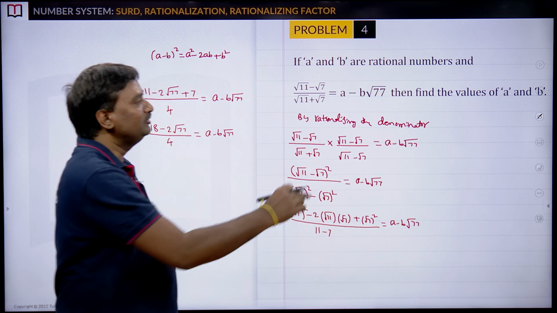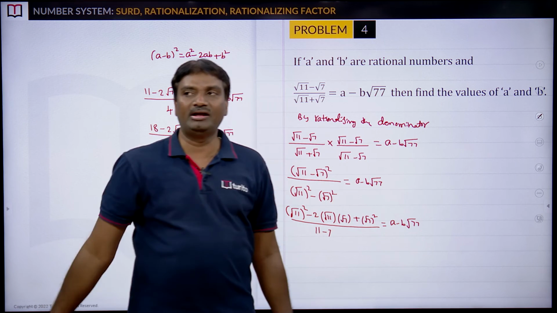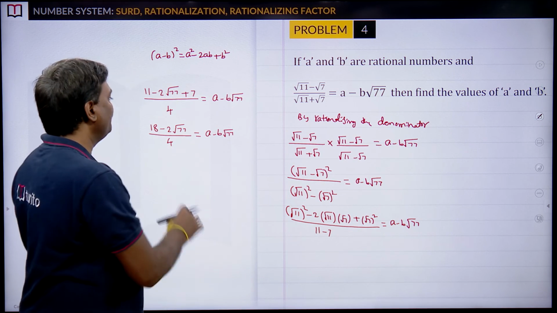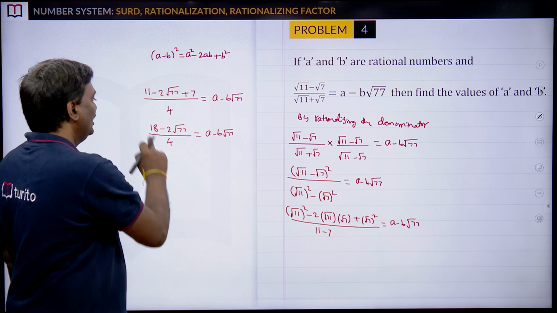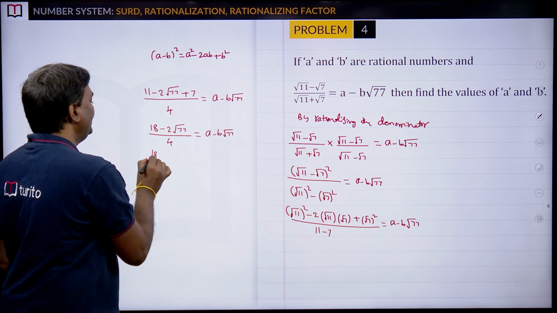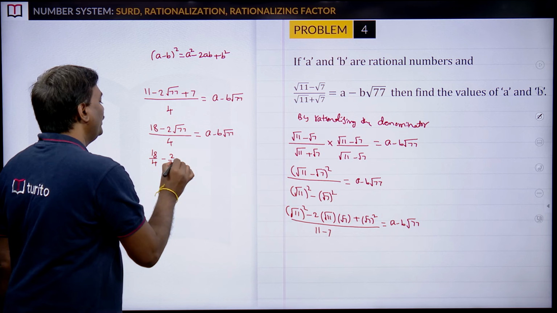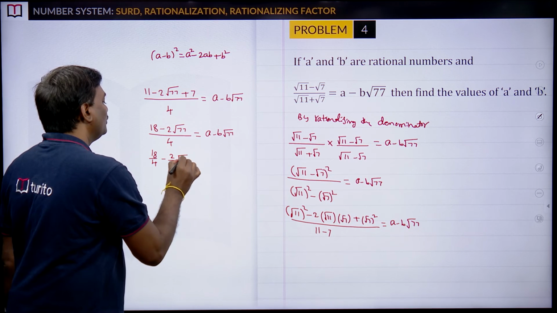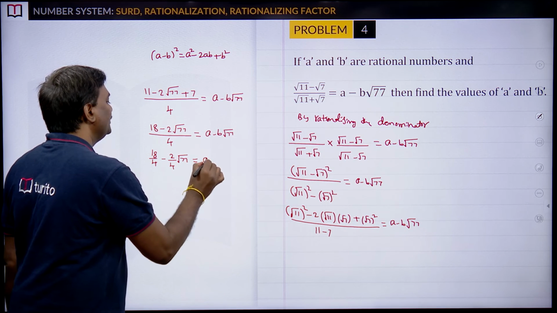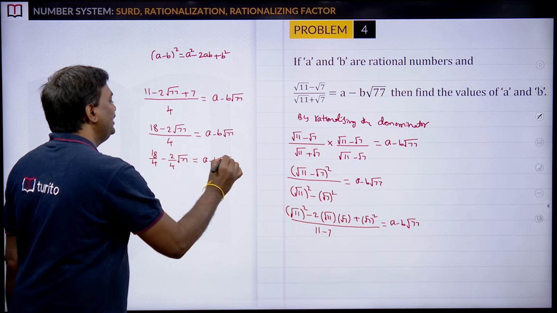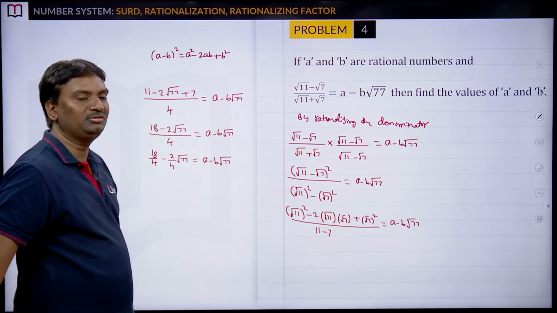So, you have to get the values of a and b. Find the values of a and b. To get the values of a and b, by separating, we can write 18 by 4 minus 2 by 4 into root 77 equals a minus b into root 77.